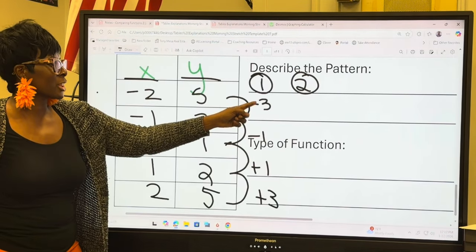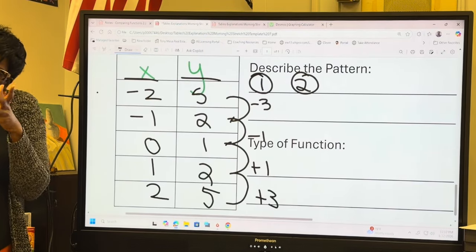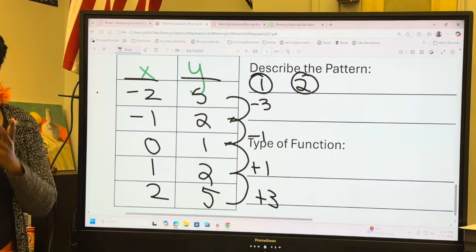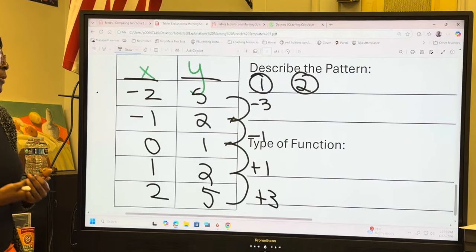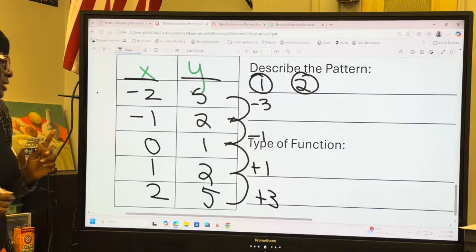Except this one goes down by 3 and then 1, and then up by 1 and 3. Are y'all with me? So it kind of reminds you a little bit of it, but it's not because it's not constant, right? It's not the same thing over and over. All right, so now what are we looking for? Our second difference, right? Let's see.